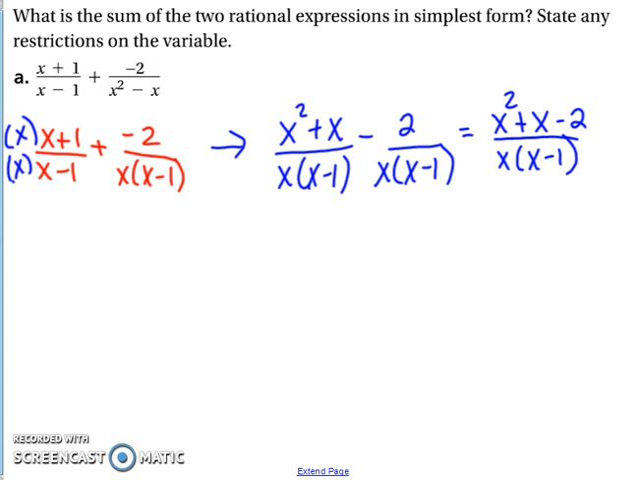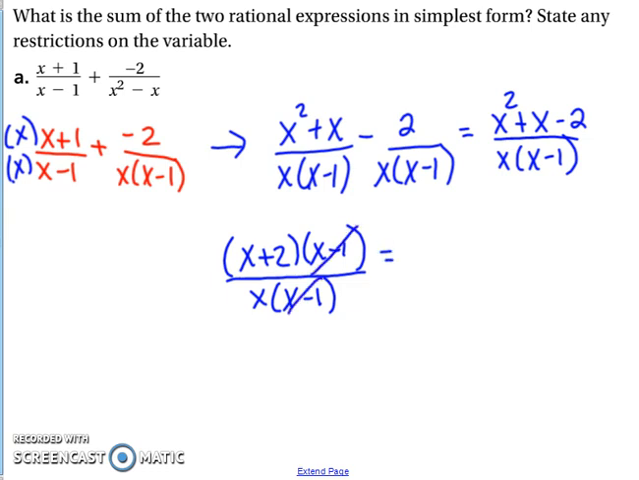From here, we can now factor the top. So if you can factor it, you want to factor it. So multiplies to negative 2 and adds to 1. We're going to change that to be x plus 2 and x minus 1. The denominator is the x minus 1. From here, if we can cancel anything out, we want to do that. So I can cancel out the x minus 1s, and we're left with x plus 2 over x. And that's our answer. And we can't cancel out the x's since the top x is attached to the 2 through addition.